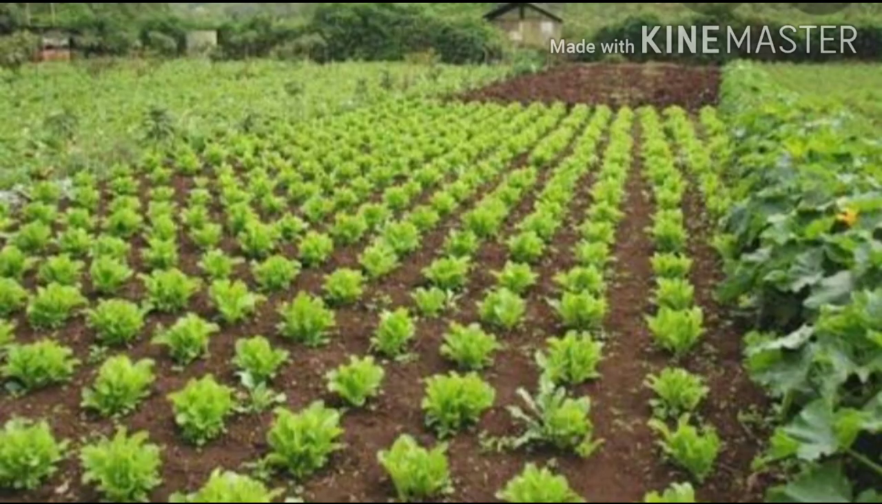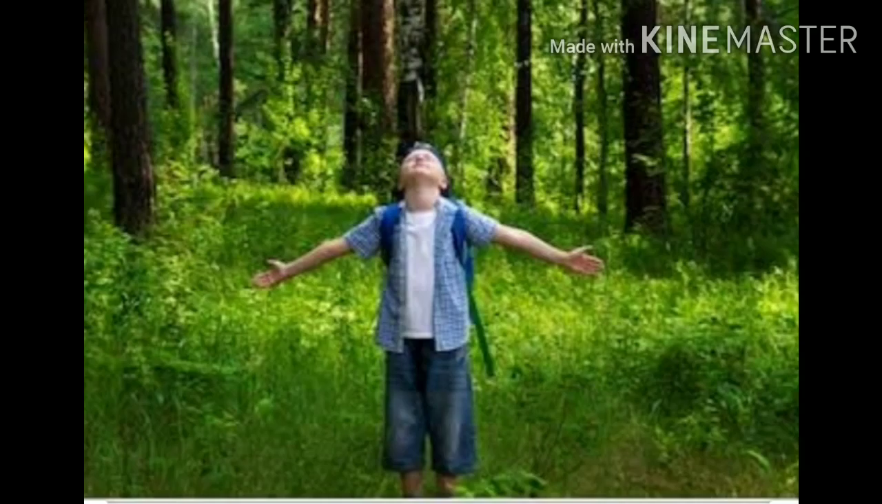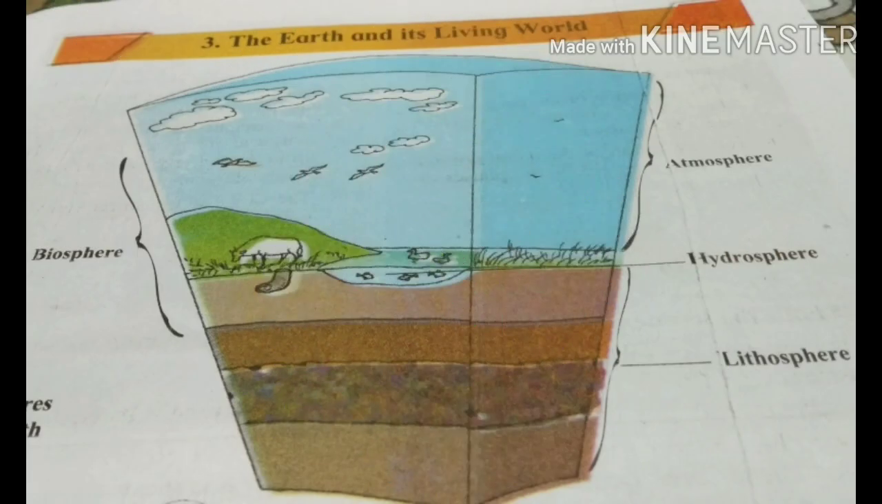Water, land, and air constitute envelopes of the earth, namely the hydrosphere, lithosphere, and atmosphere. The biosphere spreads in all the other three spheres. So today you are going to learn more about these four spheres of the earth.